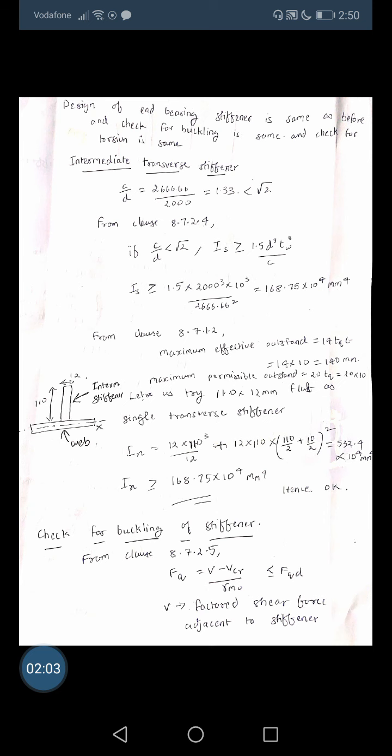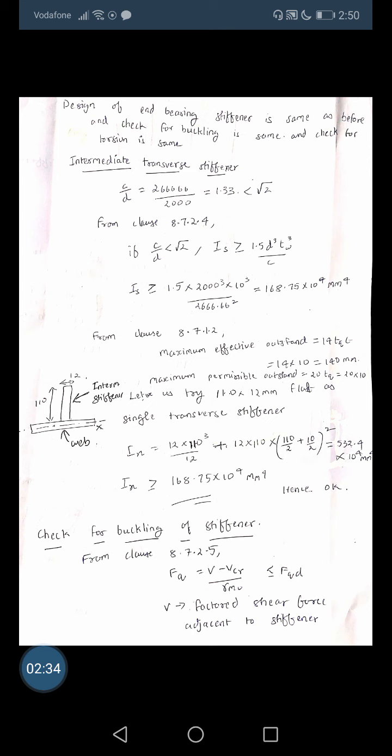So let us try 110 by 12 mm flat, a single transverse stiffener. Now the point to be noted is, what is single transverse stiffener? Now you know that in a plate girder there is a web, so there are two sides, one on the left side, the other on the right side. So if on the left side of the web we are placing the flat, then that is known as single transverse stiffener. So only on one side if you are placing, that is single transverse stiffener.